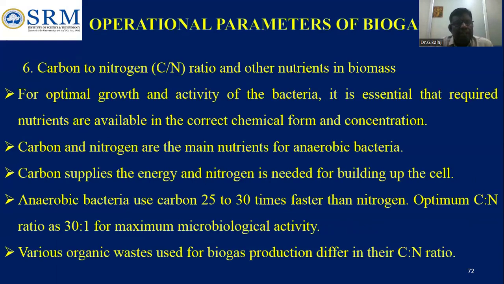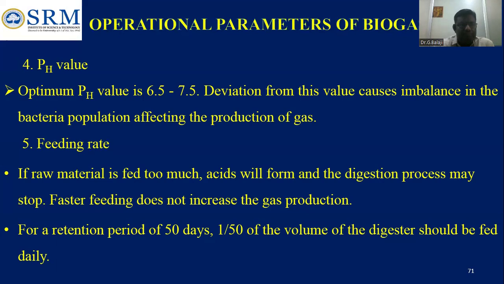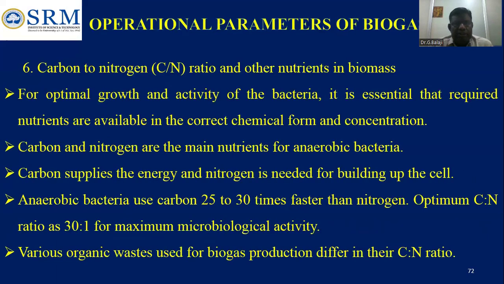Okay. Next point, carbon to nitrogen ratio, another nutrient aspect in biomass. For optimal growth and activity of bacteria, it is essential that required nutrients are available in the correct chemical form and concentration. So carbon and nitrogen are the main nutrients for anaerobic bacteria. Carbon supplies the energy and nitrogen is needed for building up the cell.